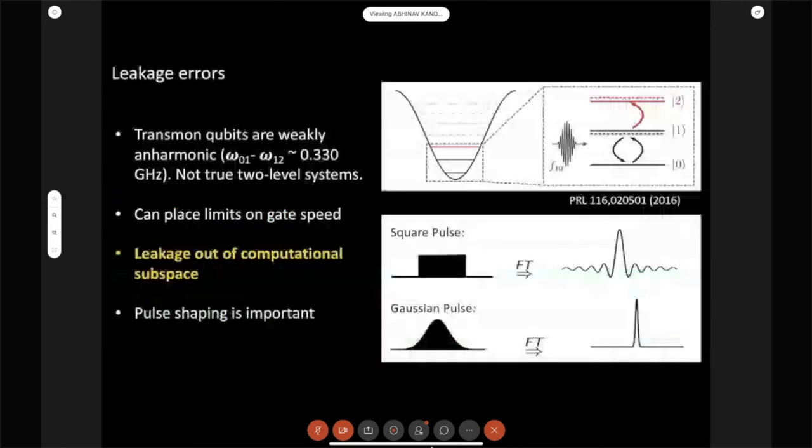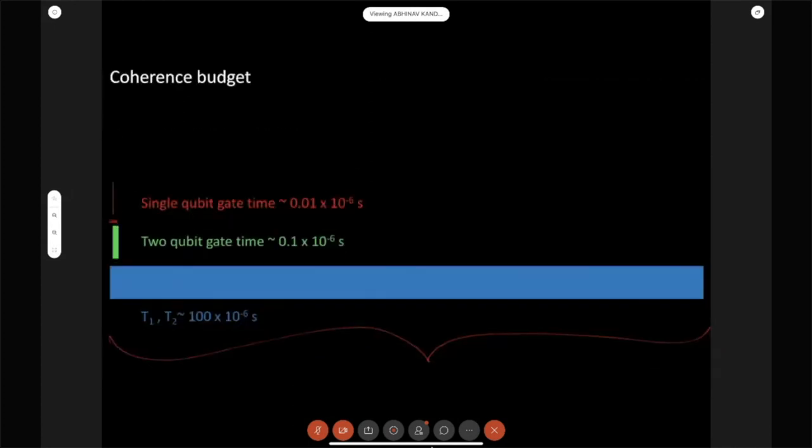Okay, so you have this finite window. One approach one could take is, well, if I want to fit more gates in this blue window, can I make each of these gates even shorter? I hope that question has come across.